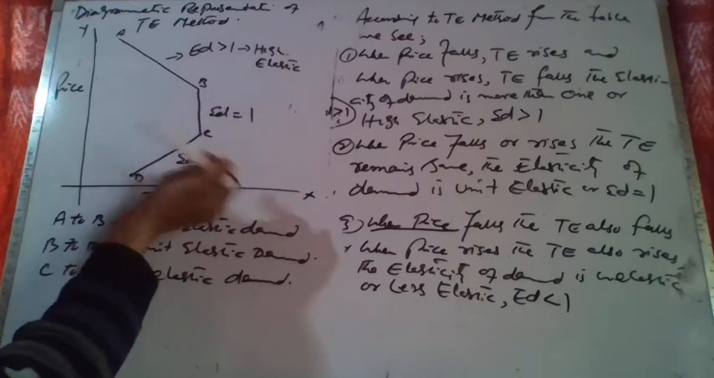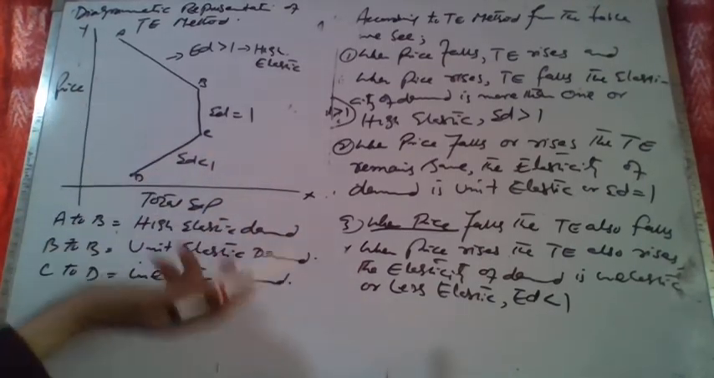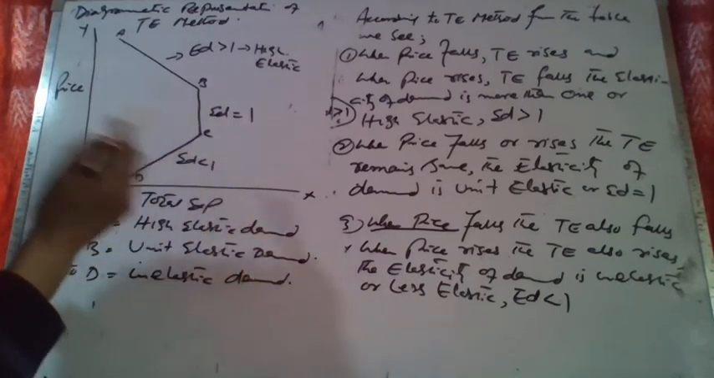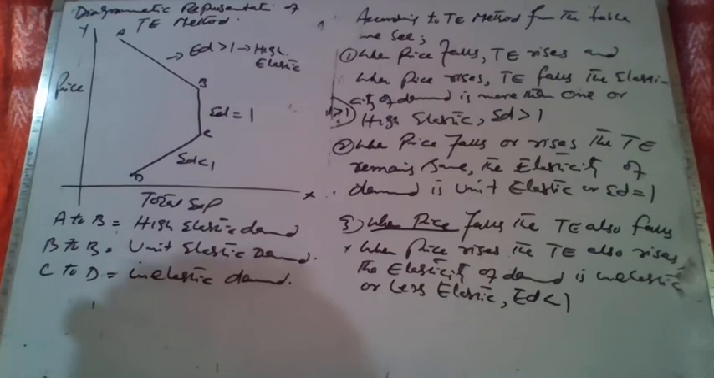When there is a direct relationship between price and total expenditure, that means when price falls, total expenditure also falls, and price rises, total expenditure also rises. This is the inelastic stage of elasticity of demand.